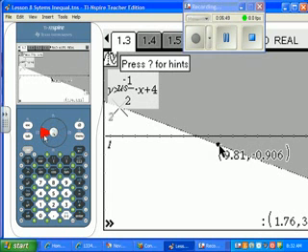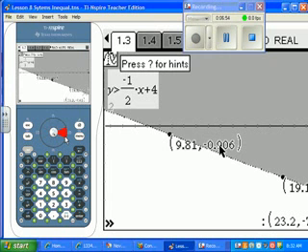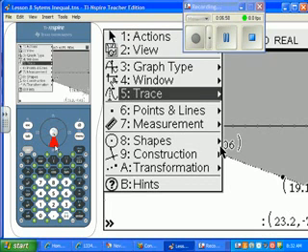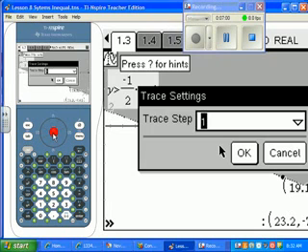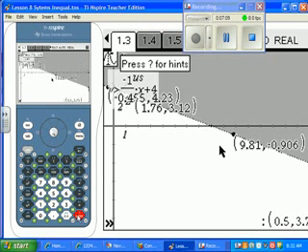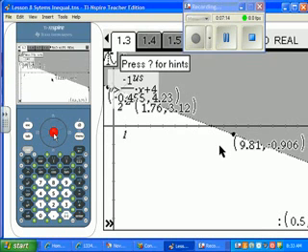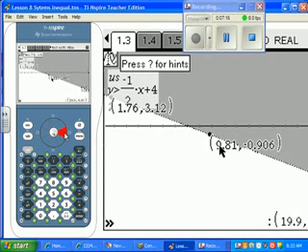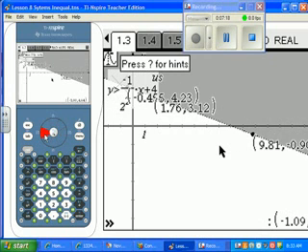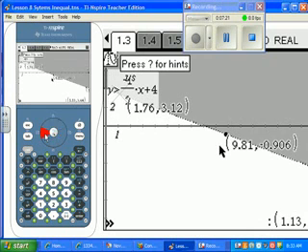Why is it not coming in nicely for me? Yeah, it's only allowing me to go to 2 different places. Yeah, me too. Alright, let's change our trace step to 0.5. I don't know why that would make any difference, but we can try it. It's a little buggy.